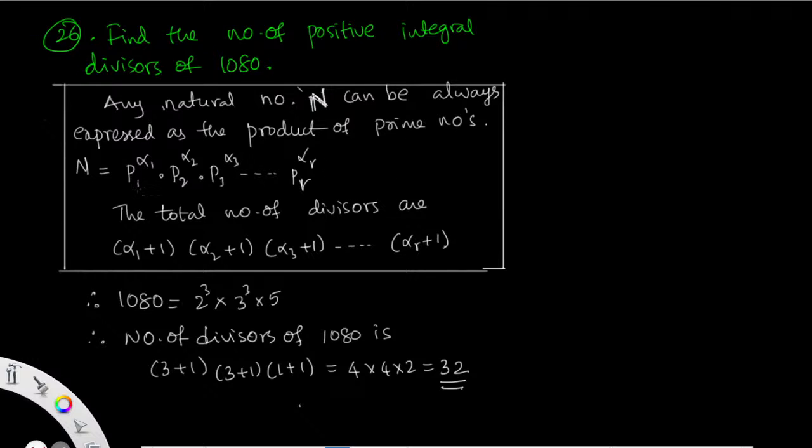Alpha 1 is repeated alpha 1 times, P2 is repeated alpha 2 times, P3 is repeated alpha 3 times. Then we get Pr to the power of alpha r. The total number of divisors is this.